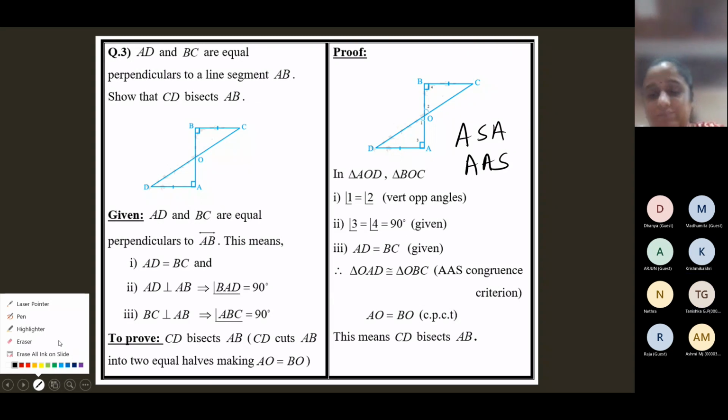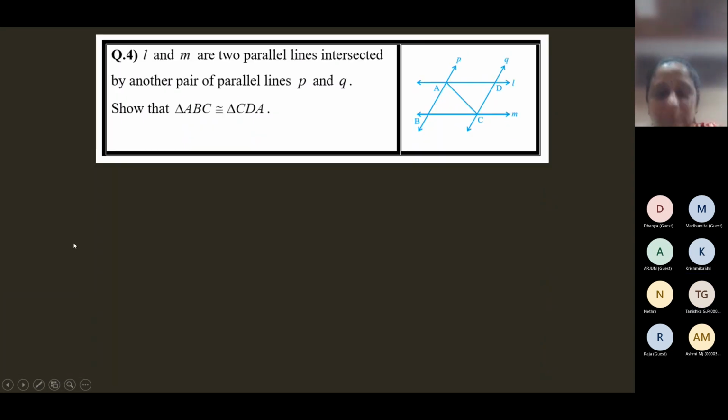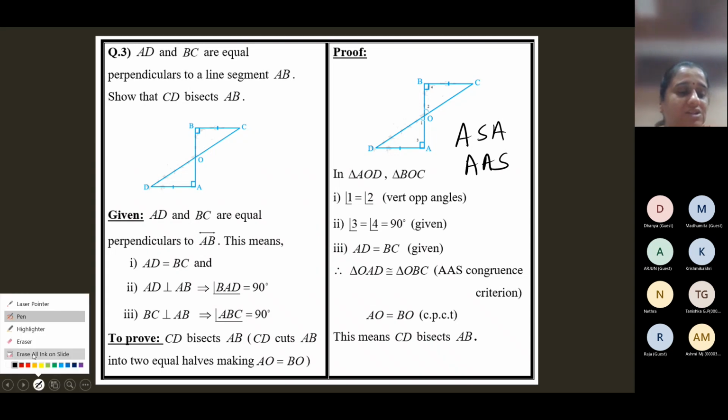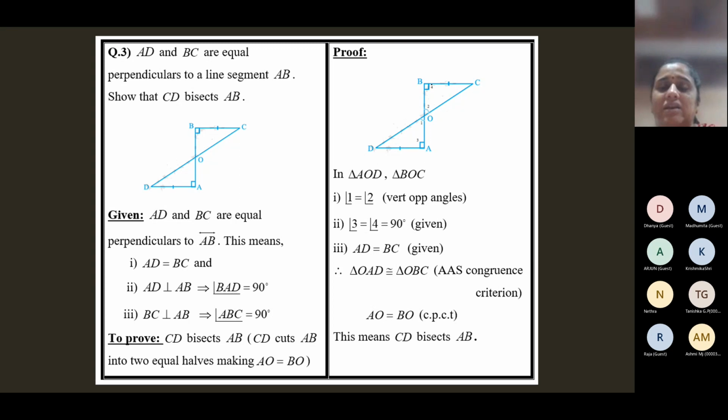Ma'am, can we use the RHS criteria here, ma'am? Okay, we'll see. You tell me, it's a good question. So Tanishka has this question because there's a right angle. So maybe she feels if there's a right angle, we have to use the RHS rule. Okay, let's see if we can use the RHS rule. Yes, Tanishka, tell me what you have in your mind.